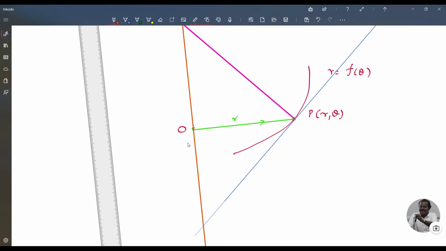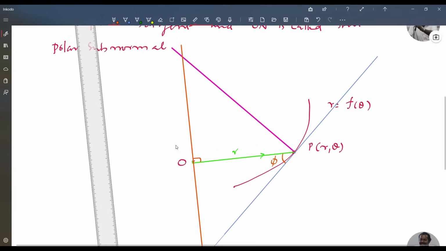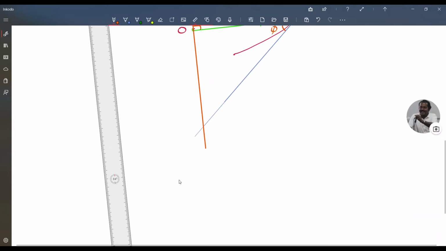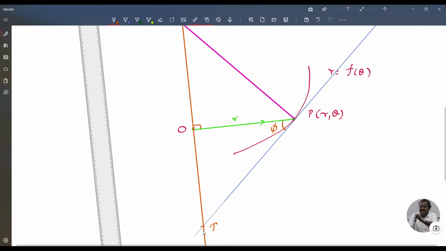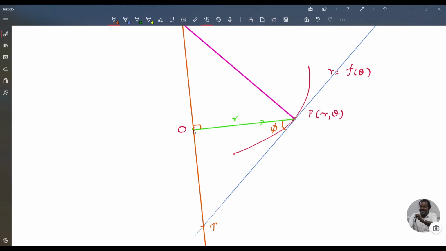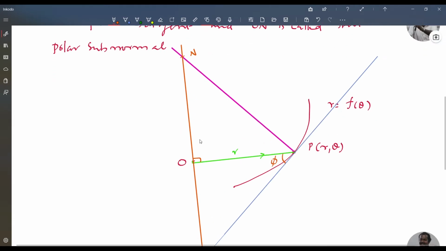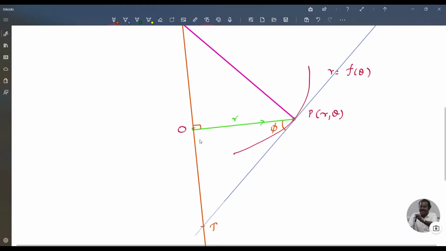So you know that this is 90 degrees. Suppose that this angle is phi. The angle made by the radius vector with the tangent is phi. Suppose the normal meets that line at N and the tangent meets the line at T. Then the distance OT is called the polar subtangent, and this distance ON is called the polar subnormal.